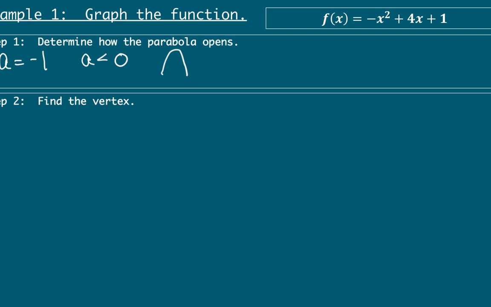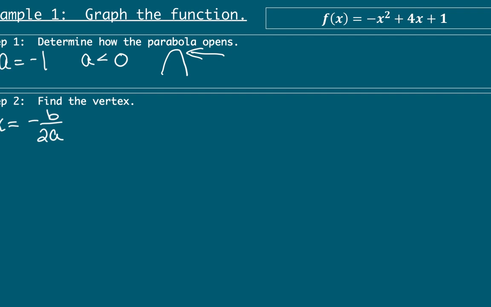It's going to have a maximum value. It will have a peak. It will have a highest point. Next, we're going to find the vertex. The x-coordinate of our vertex will come from the formula negative b over 2a. So let's pull the values of b and a out of our formula.